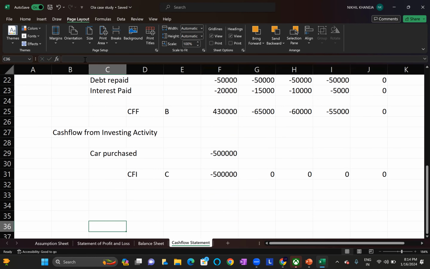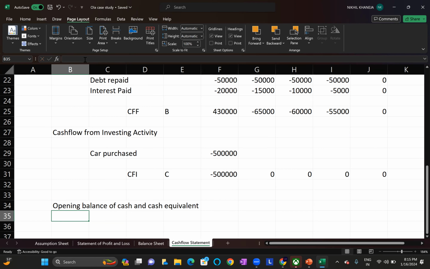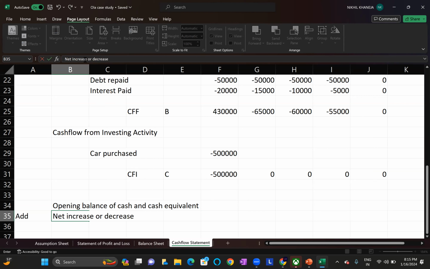Now it is a time to close the cash flow statement. Opening balance of cash and cash equivalent, in this we will be adding up net increase or decrease during the year. Then we will get closing balance of cash and cash equivalent.